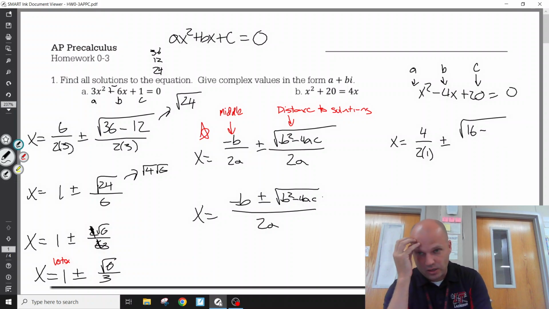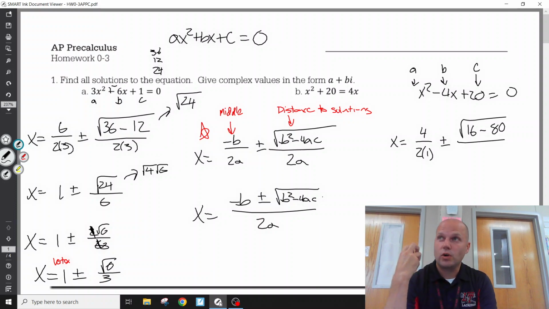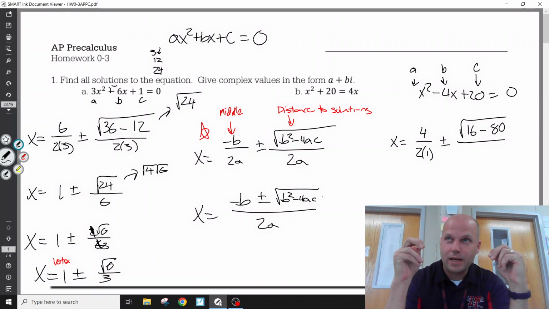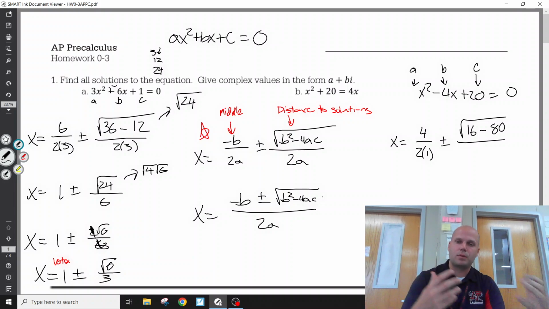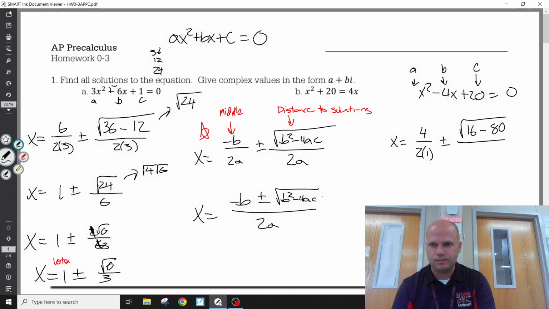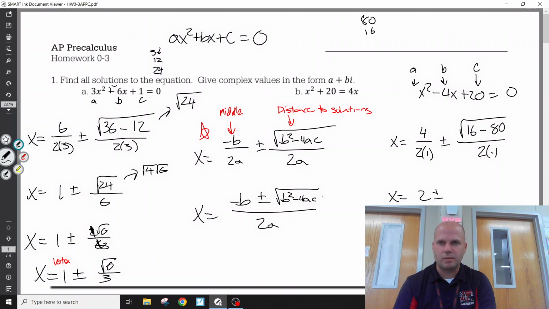Now I noticed something. I'm going to have a square root of a negative. That means we don't have any real solutions we can see. These solutions are going to be complex. They're like theoretical solutions, square roots of negatives that can be plugged into the original equation to solve it. Doing a little bit of work, 4 divided by 2 is 2. 80 minus 16, I'm going to do 64. So I got the square root of negative 64 over 2.